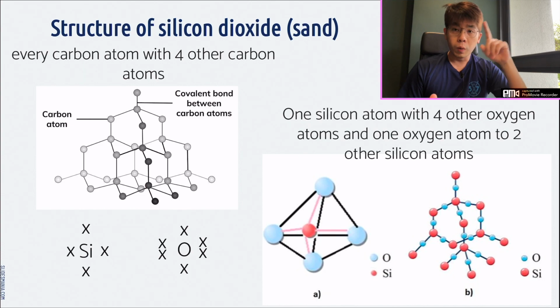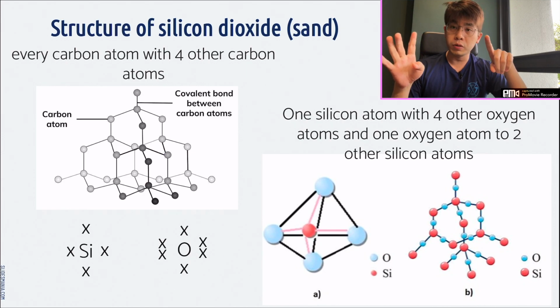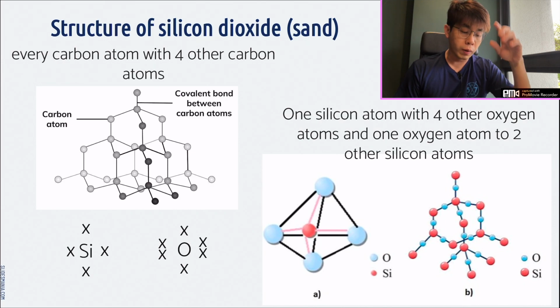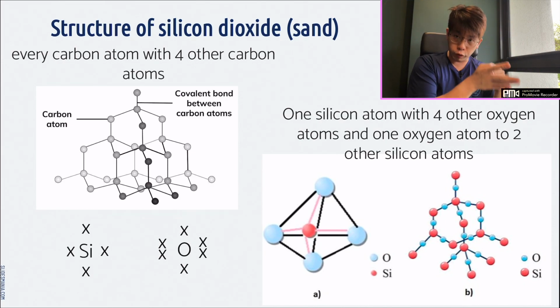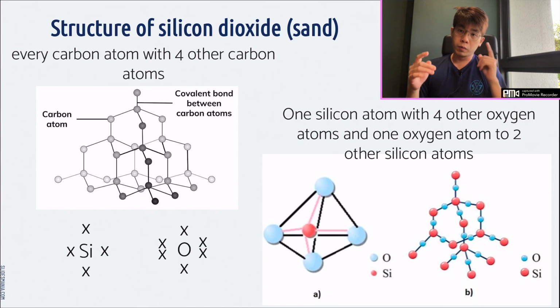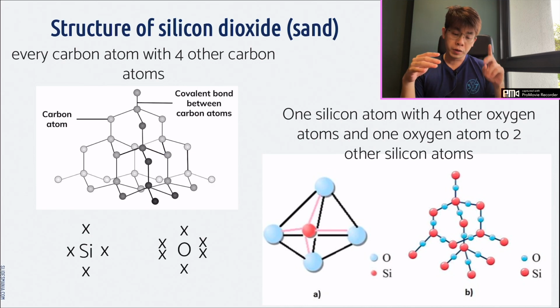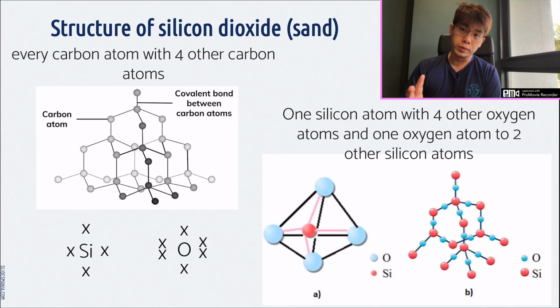However, now one silicon atom bonds with 4 other oxygen atoms, while one oxygen atom only bonds with 2 silicon atoms. So while in carbon everything is 1:4, in silicon dioxide 1 silicon is to 4 oxygen because it has 4 valence electrons, while 1 oxygen can only bond to 2 other silicon atoms because there are only 6 valence electrons and it can form only 2 bonds.